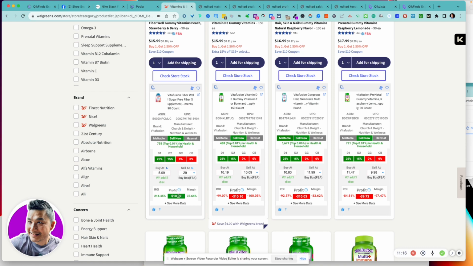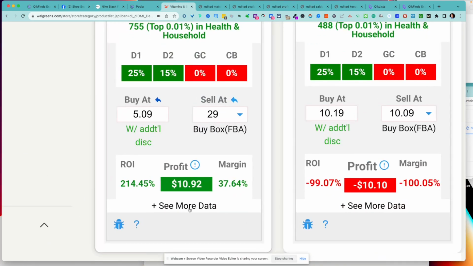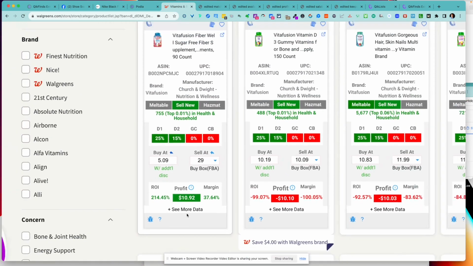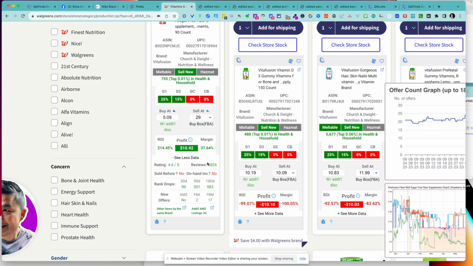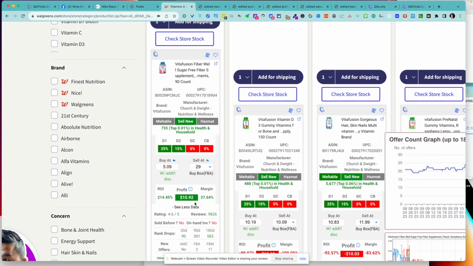So there's a little button right here that says "See more data." When we click on it, it's going to expand and show you additional data, as we saw earlier in the screenshots. So for this particular item, we can see the rating and review, selling history, inventory status, the sales velocity, and the competition landscape. And then let's look at the Keepa.